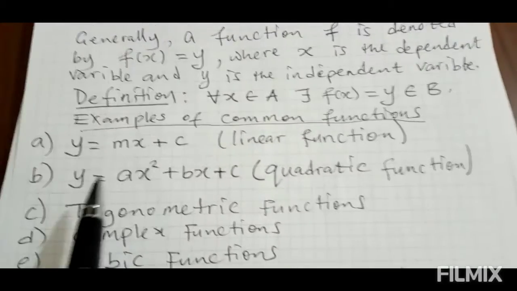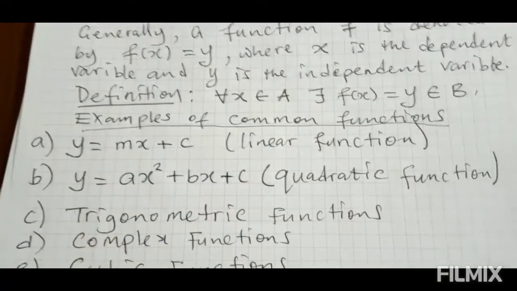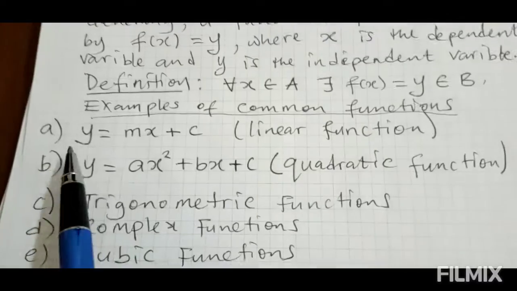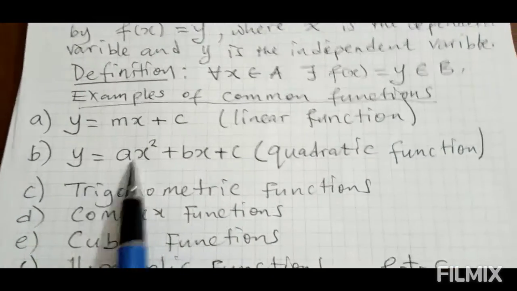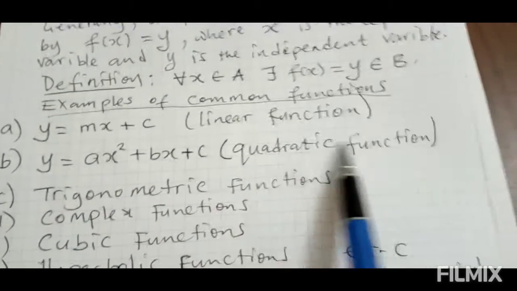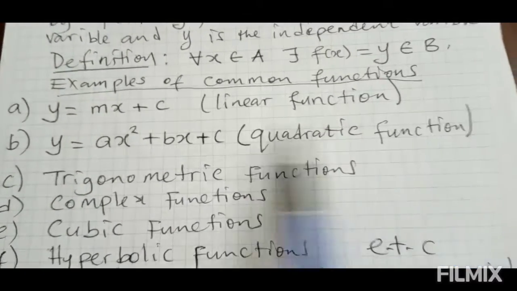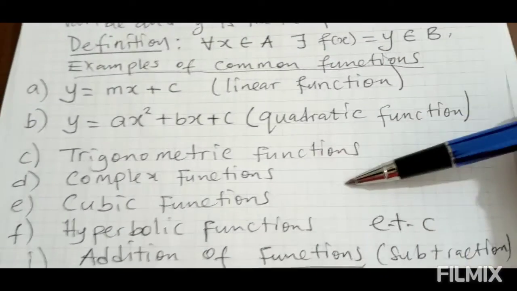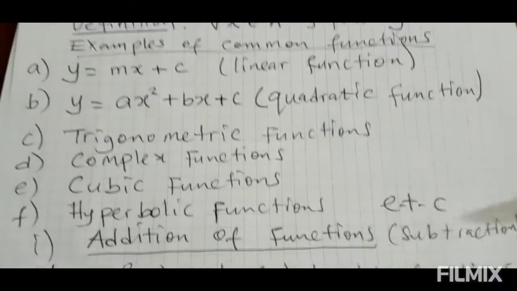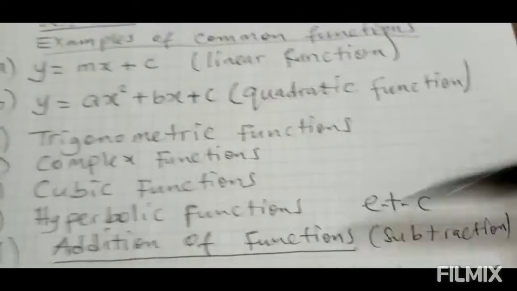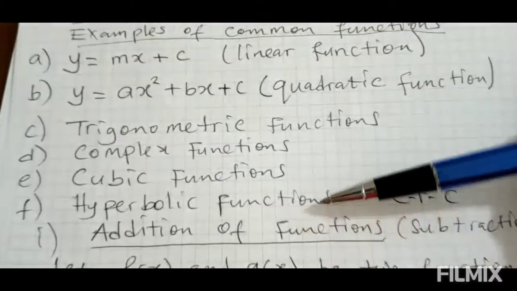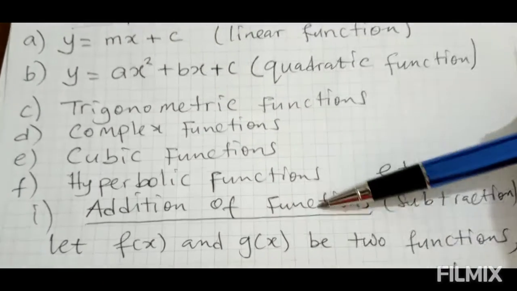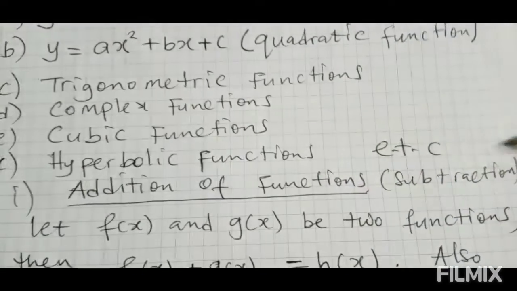So let's talk about examples of common functions. y is equal to mx plus c is called a linear function. y is equal to ax squared plus bx plus c is called a quadratic function. And then of course we have the trigonometric functions, like y is equal to tan x, y is equal to cosine x, and so on. And then we have complex functions, cubic functions, and hyperbolic functions, and many other functions to come. So these are the ones I listed.